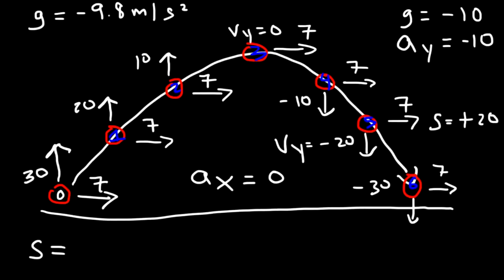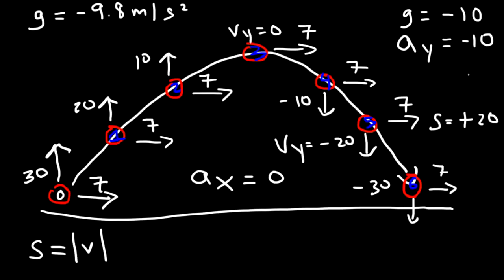Speed is the absolute value of velocity. Velocity can be positive or negative. Speed is always positive. Speed is the magnitude of velocity. Speed is a scalar quantity, velocity is a vector. Vectors have magnitude and direction. Scalar quantities have magnitude only.